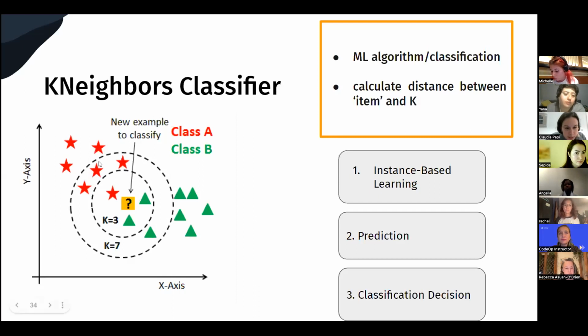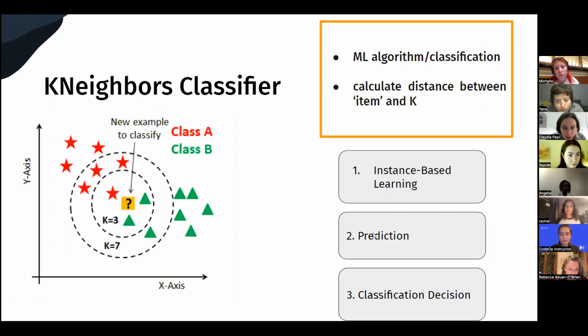The distance you can decide as a data analyst, depending on the size of the data set. But essentially, if we think that this is class A and this is class B, it would decide that this item goes with class B just because there's more of them in this circle. So yeah, this is the way it works.